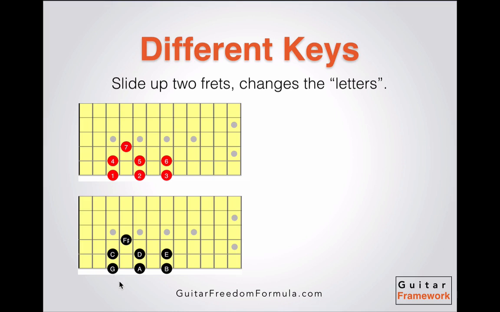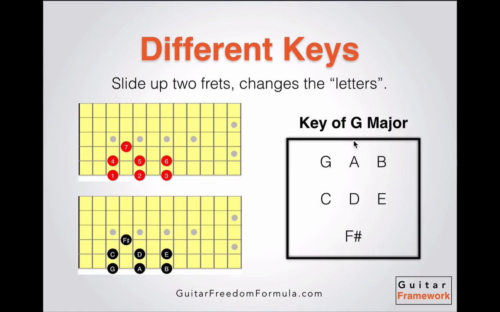So I want you to notice here that, again, the numbers are in the exact same place, but the letters are different, okay? So if note number 1 is on G, and we're playing major scale pattern 1, G is the name of the major key. So we're in the key of G major right now. So the key, this box, of G major, which is where we started, contains the notes G, A, B, C, D, E, and F sharp.